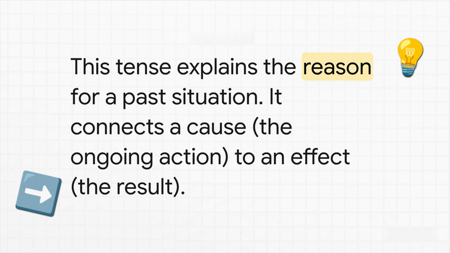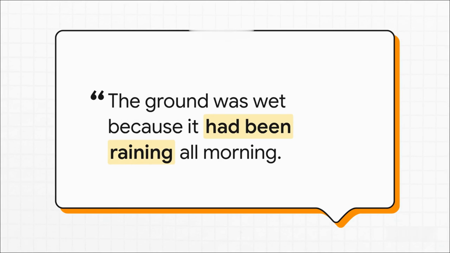All right, use number 2 is all about explaining the cause of something in the past. This takes us right back to our mystery at the beginning, remember? Why was she tired? Why was the ground wet? This tense gives us the answer. Yup, perfect. The wet ground is the result we can see. But what's the cause? It's the continuous action that was happening just before. It had been raining. It creates this really clear cause and effect link in your story.